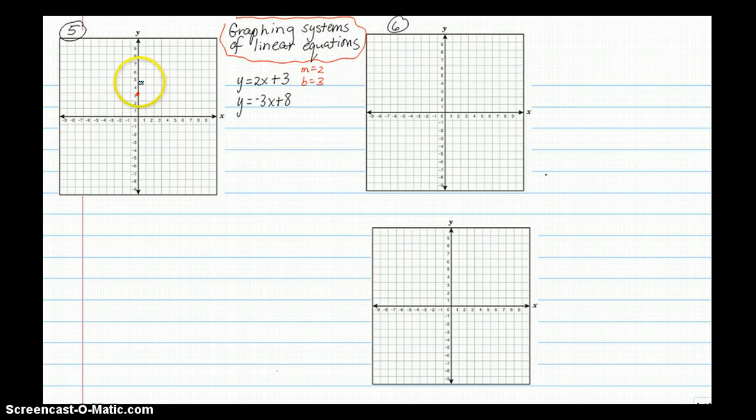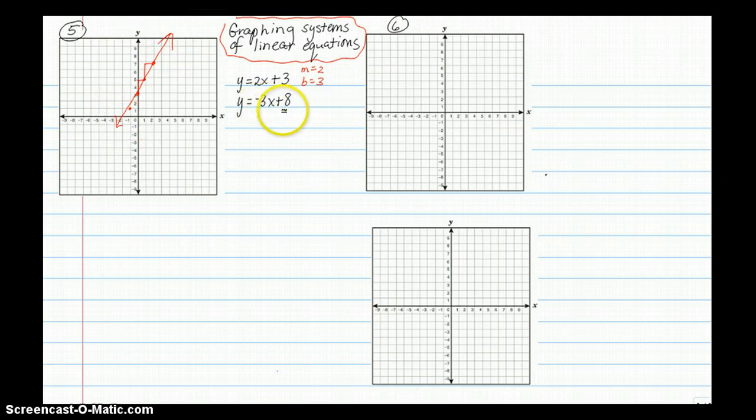We're going to go up 2, it's got positive slope, over 1, up 2, over 1. And then we'll connect those lines. Let's go down 2, over 1. There's our line right there. I'll get a different color.